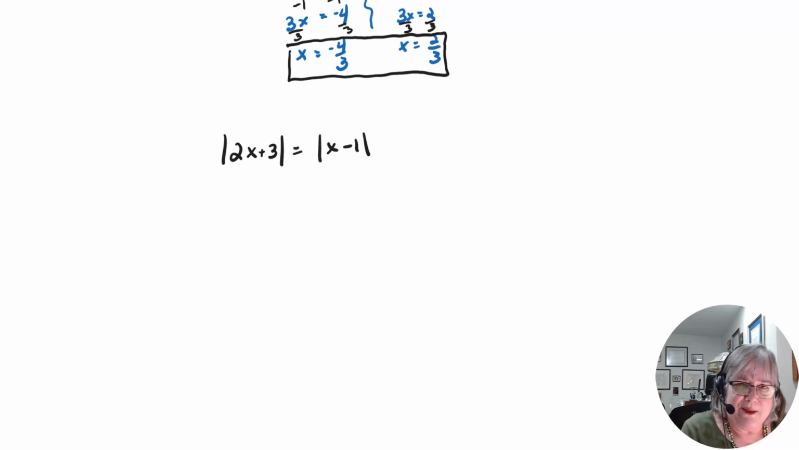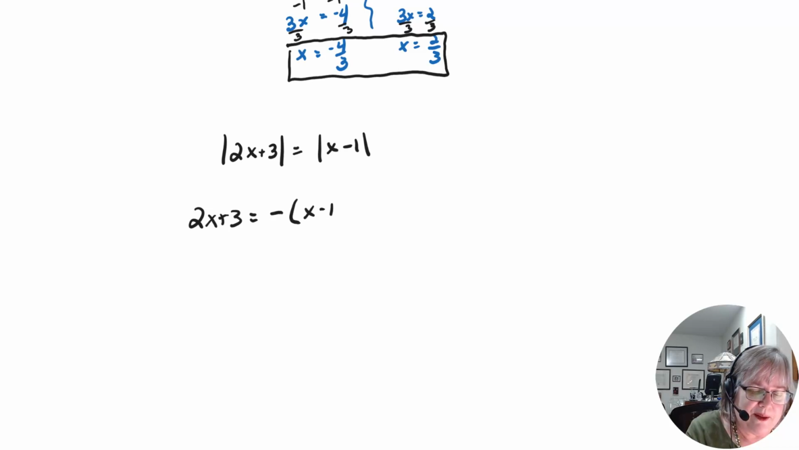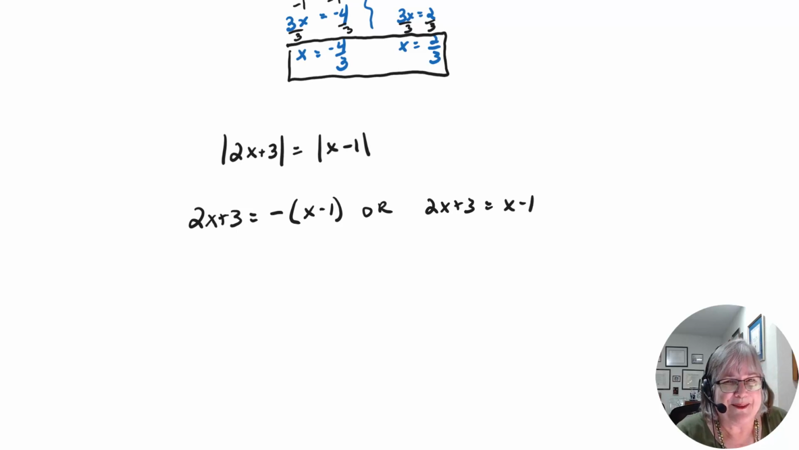So this is a little weird, my analogy about I'm looking for 2x plus 3, okay? Where might they be? Well, it kind of goes like this. 2x plus 3 could be at the opposite of where x minus 1 is, okay? Or 2x plus 3 could be in the same spot x minus 1 is, okay? So they could be opposite each other or they could be on the same side, all right?